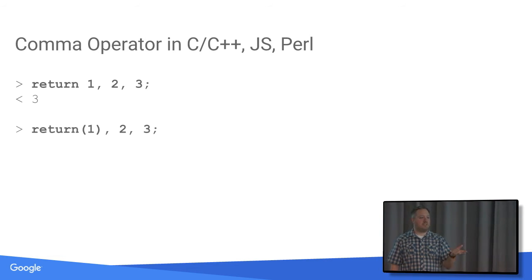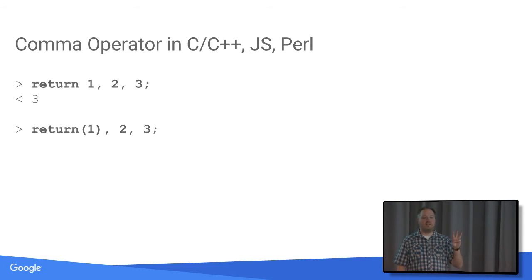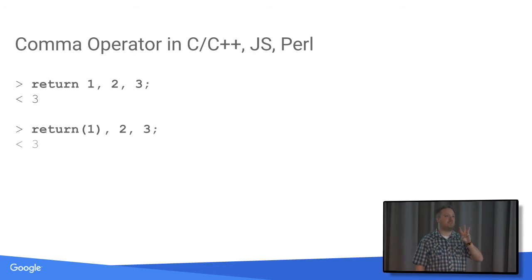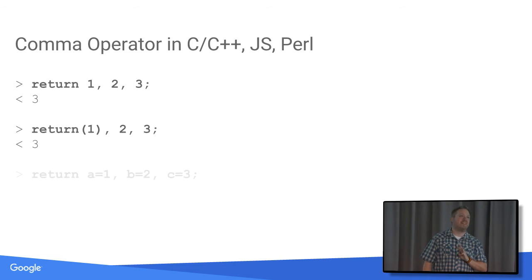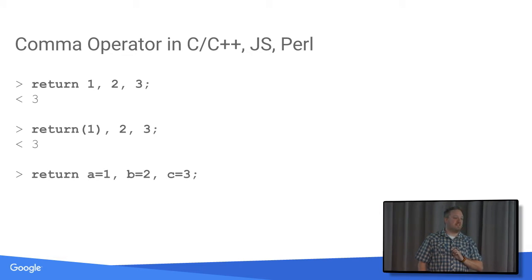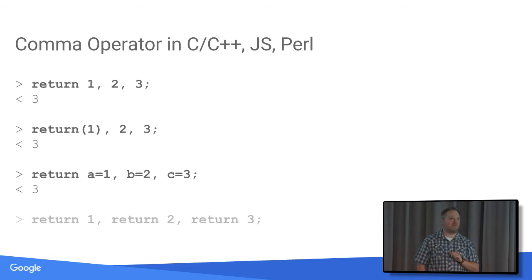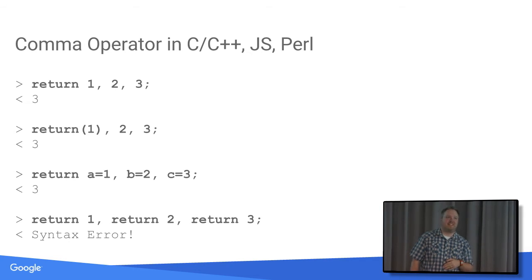Does anyone know what this does? It returns 3, which makes sense because just because I threw in some brackets in there doesn't mean I fool you, right? Does anybody know what this does? This, of course, also returns 3. You're starting to see the pattern here because the value of an expression is the expression. So does anybody know what this does? That's a syntax error. That does nothing.